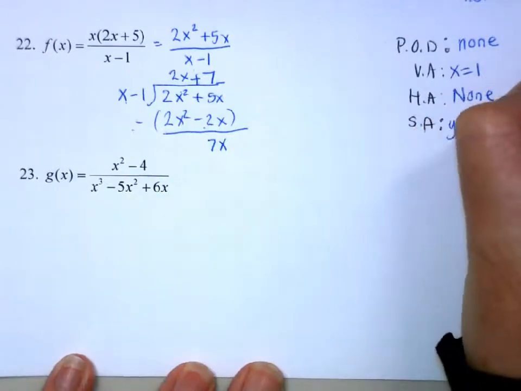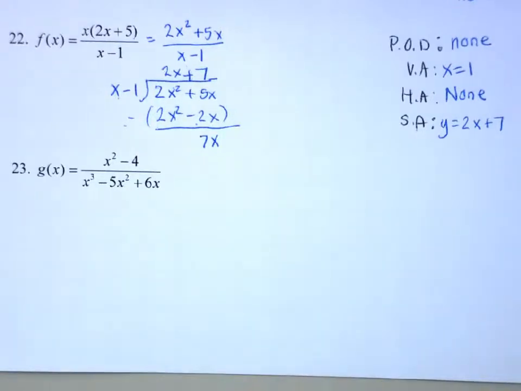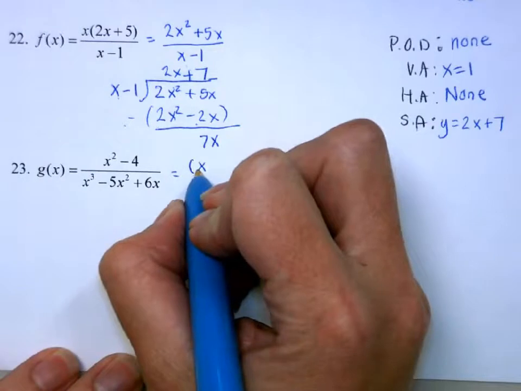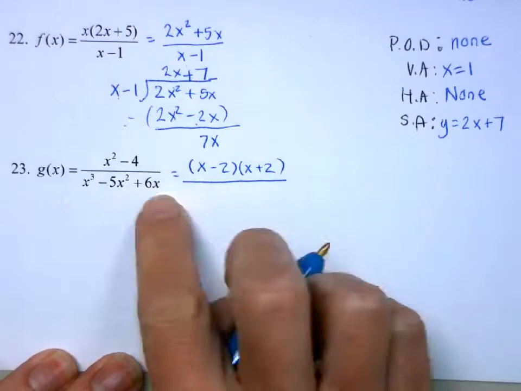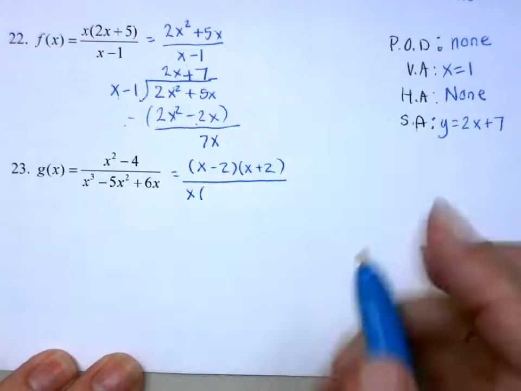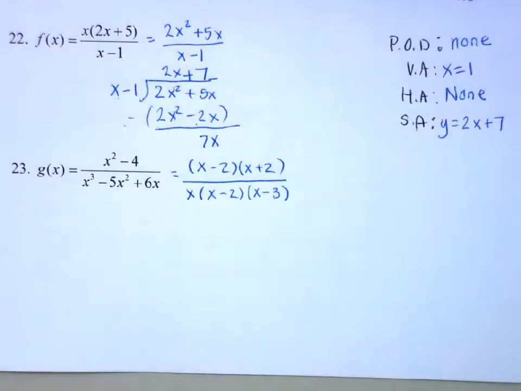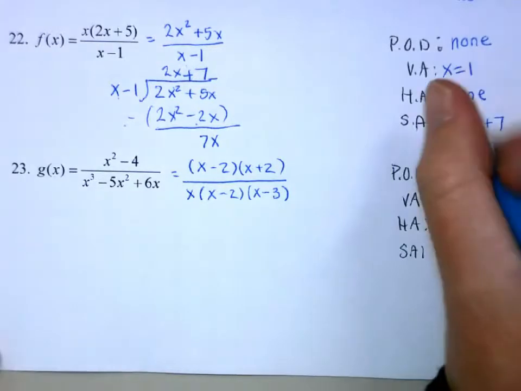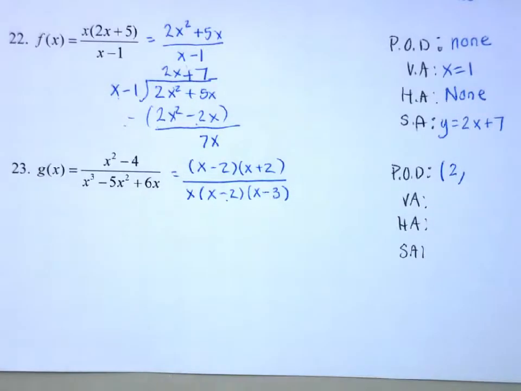Okay, and one more. We will factor. Okay, here I can pull out an x, which is going to leave me with an x squared minus 5x plus 6. So that's going to be x minus 2, x minus 3. So we do have a point of discontinuity. The x value is going to be what makes that common factor 0, so 2. Then we're going to remove the discontinuity. We're then left with x plus 2 on the top and x times x minus 3 in the bottom.